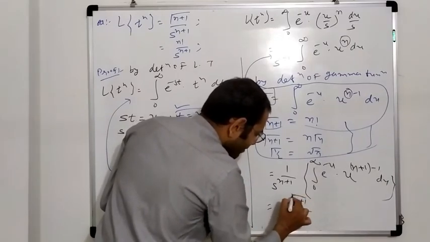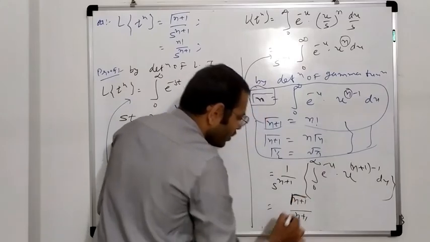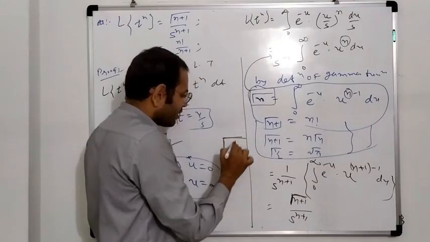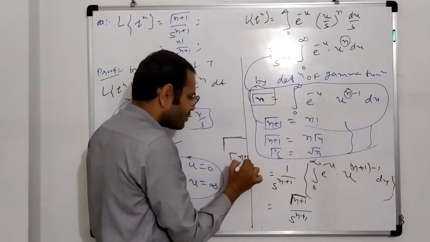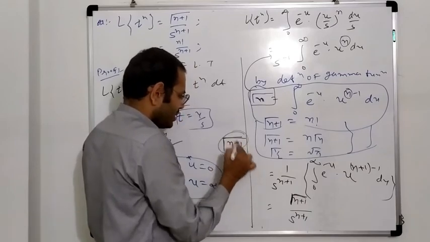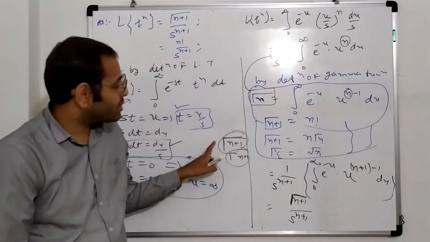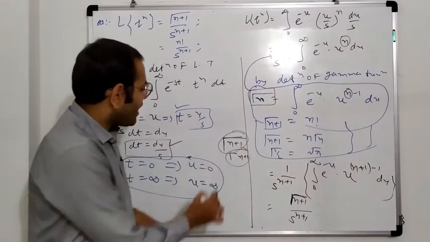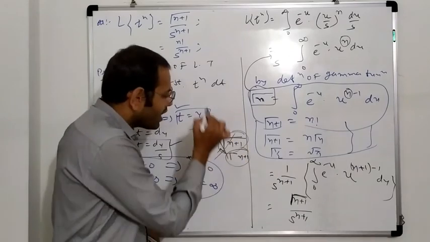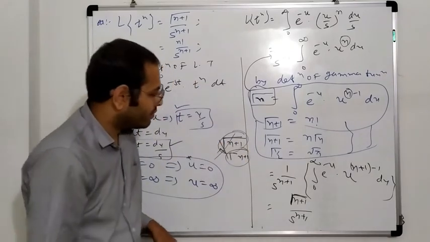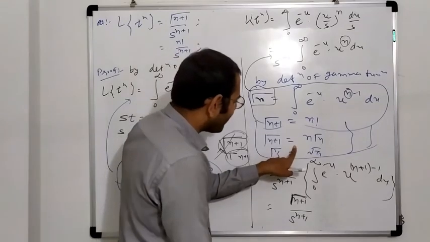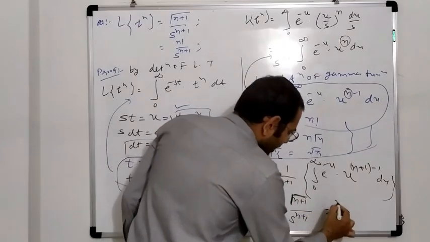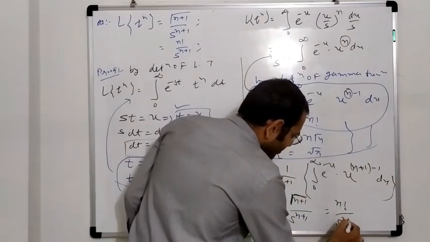That is the symbol of gamma function. That is not a square root. That is just a symbol. As well as this gamma n plus 1, this one also, that is the symbol of gamma function, not a square root. Some students write it as a square root. That is 100% wrong. And according to the properties of gamma function, here gamma n plus 1 equal to n factorial. Then n factorial upon s raised to n plus 1.